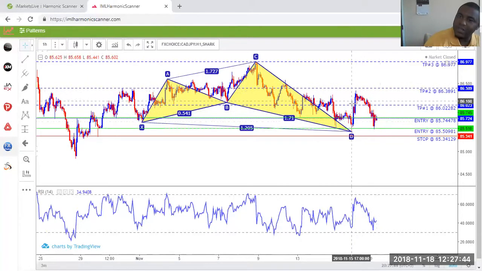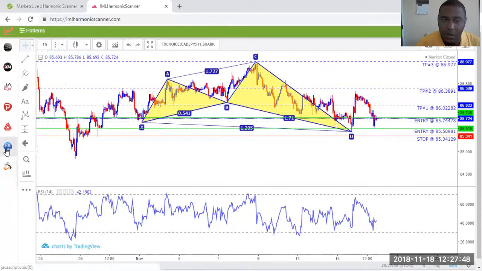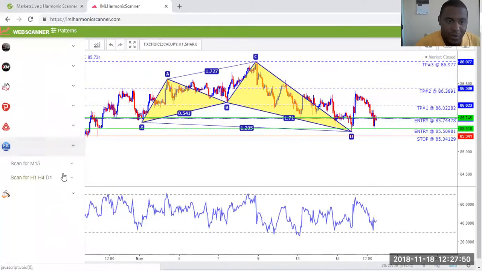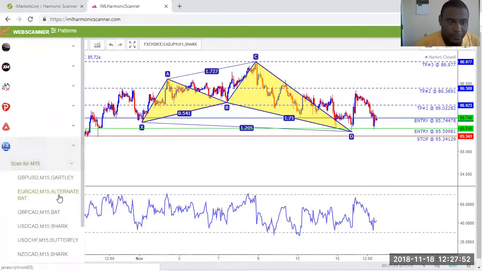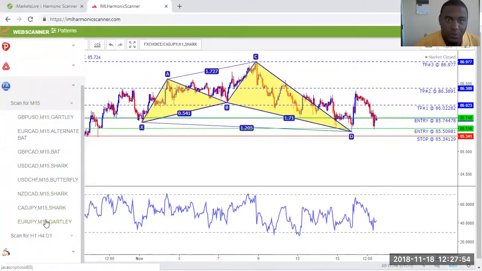So TP1, 90% chance of getting hit. That is pretty straightforward. You enter the trade wherever you feel comfortable. I want to find an old one.